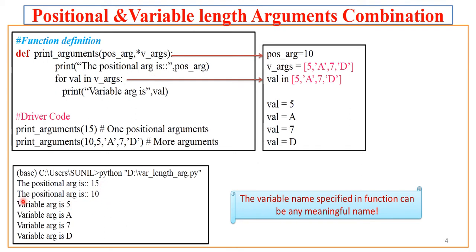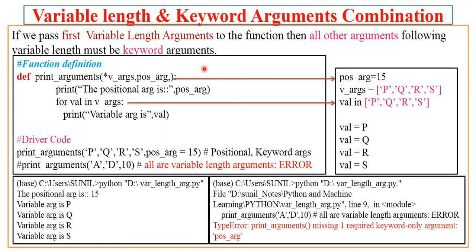Coming back to our discussion, here all the remaining arguments out of these 5, that means 4 arguments, will be part of the variable length arguments, and that's why these 4 statements get printed: first 5, then A, then 7 and then D. Again, these names can be anything of your choice. Hope you understood. Next is variable length and keyword arguments.